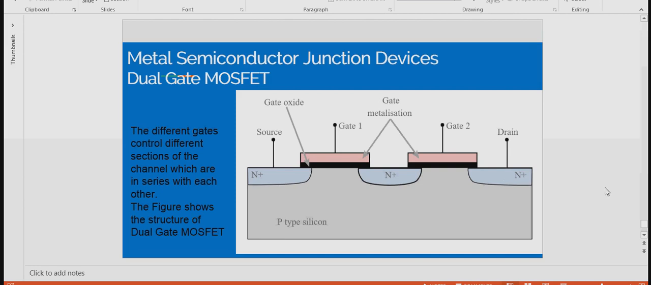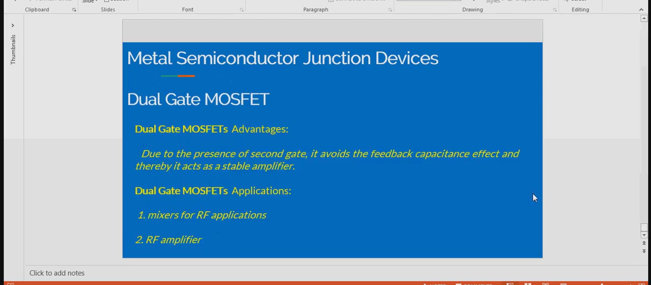The figure shows the structure of dual gate MOSFET. So what are the advantages of dual gate MOSFET? Due to the presence of the second gate, it avoids a feedback capacitance effect, and thereby it acts as a stable amplifier, and it is used in RF mixer circuits and RF amplifier circuits.